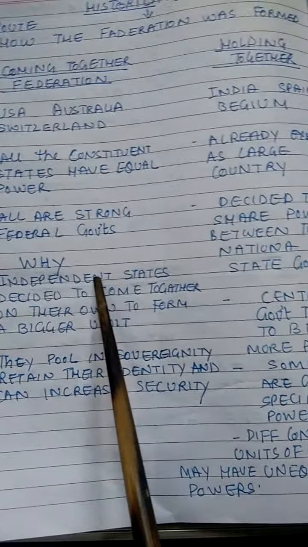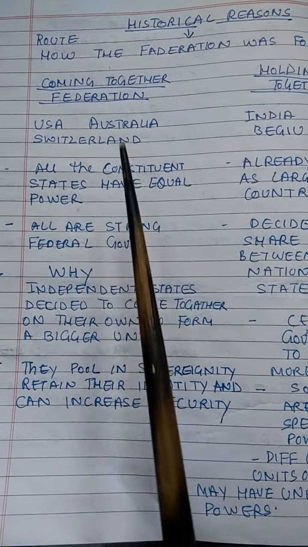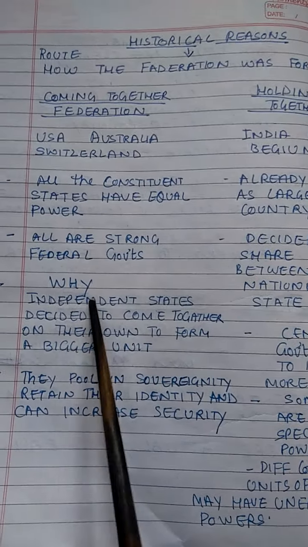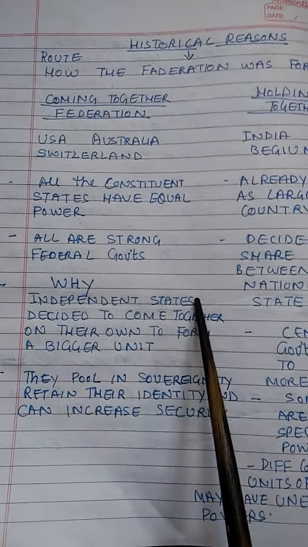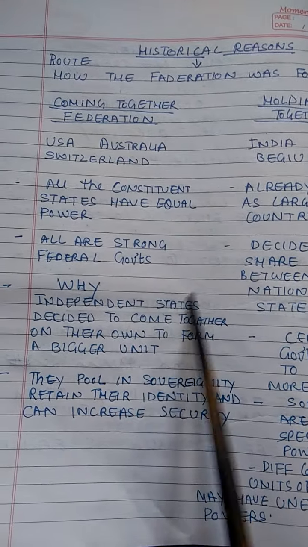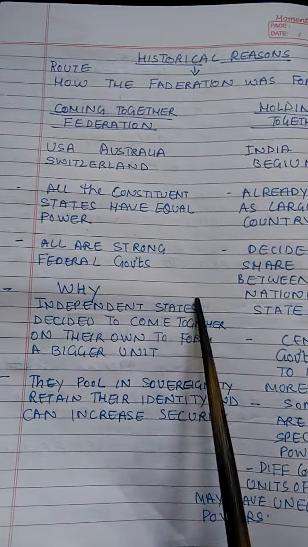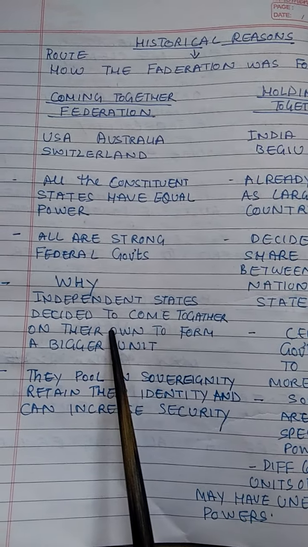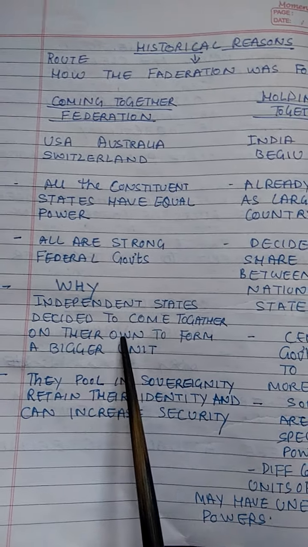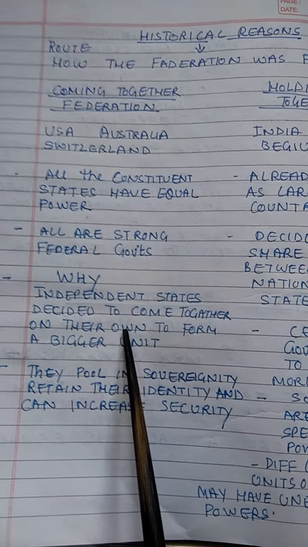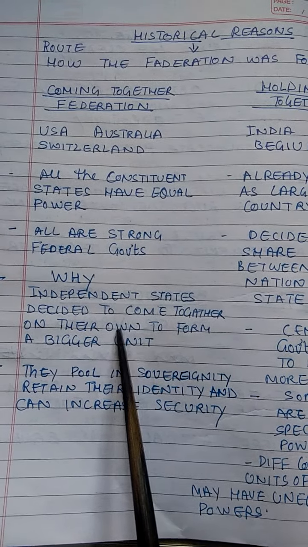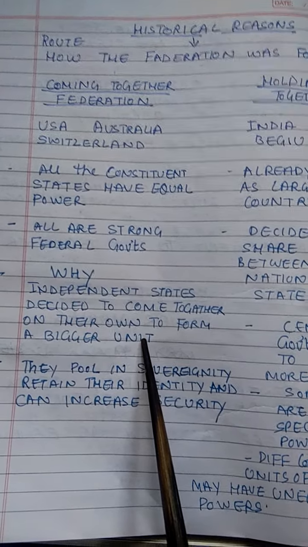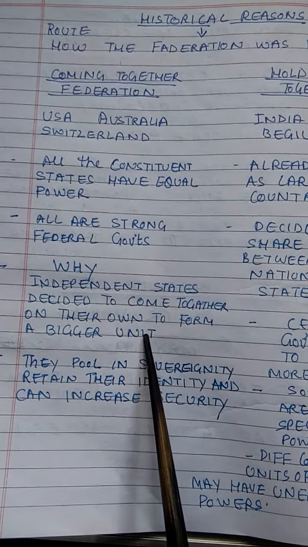Now, see, what do we mean by coming together federation? In coming together federation, independent states, free states, decided to come together on their own. They were not forced. They decided we will come together and we will form a bigger unit. That means the states themselves decided to form a bigger unit.